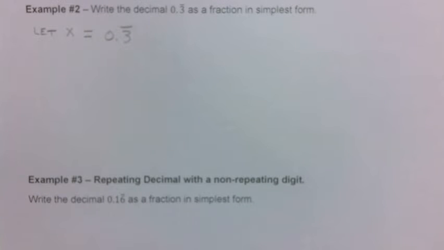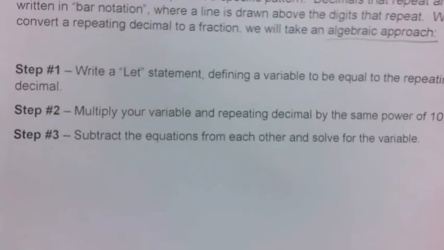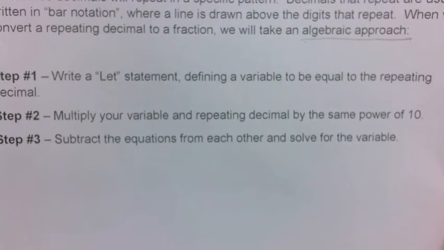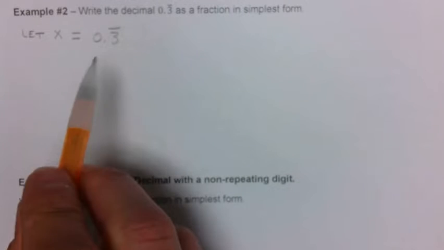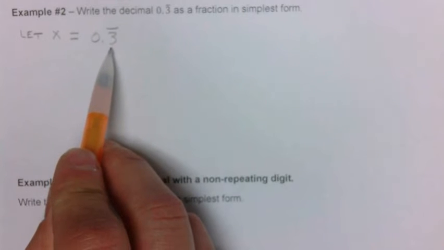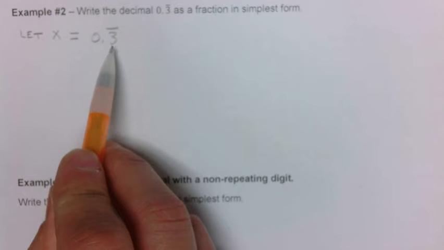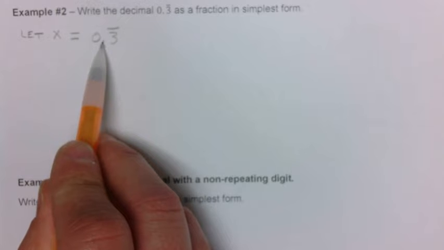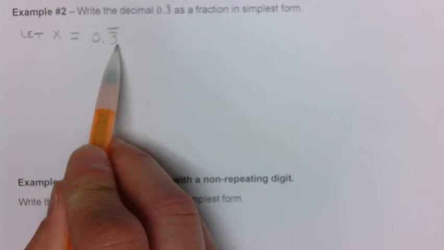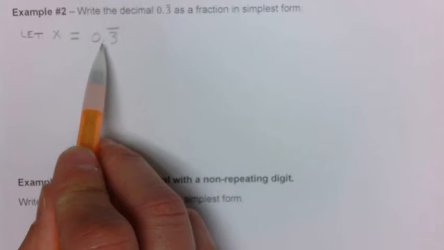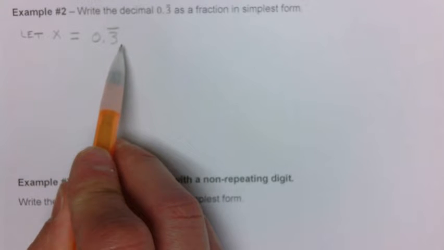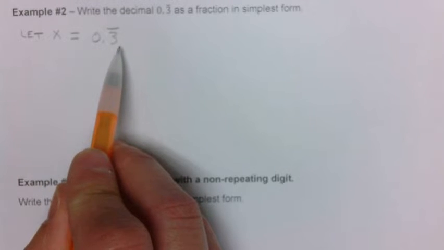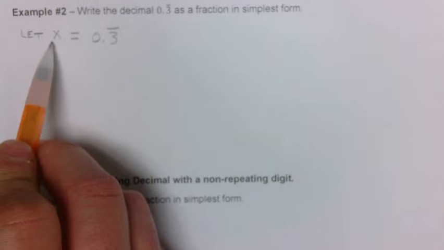Now, the next thing I'm going to do, step number 2, says multiply your variable and repeating decimal by the same power of 10. When I look at the decimal 0.3 repeated, there's only one number that's repeating. It's this 3 that's in the tenths place. Since there's one number that's repeating, I'm going to move the decimal point one time to the right. Mathematically, to move the decimal point one place to the right, you have to multiply by 10. So I'm going to multiply my variable by 10.